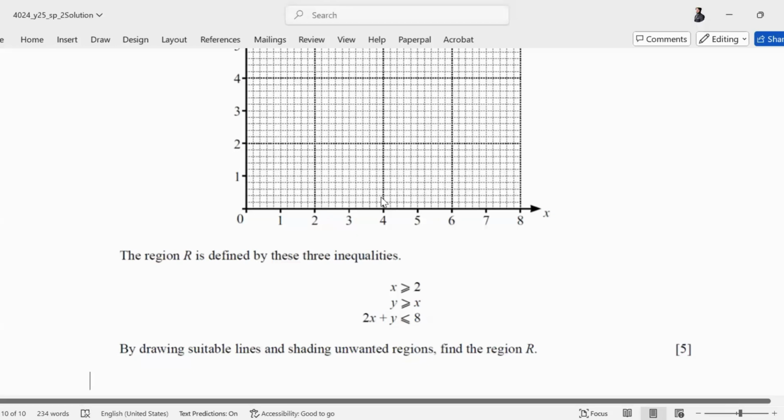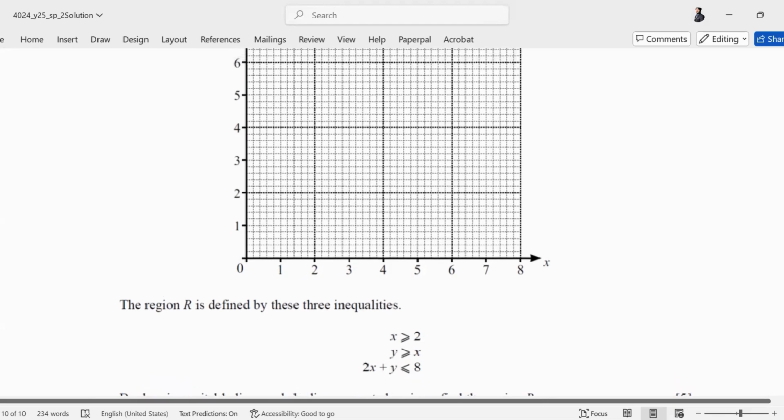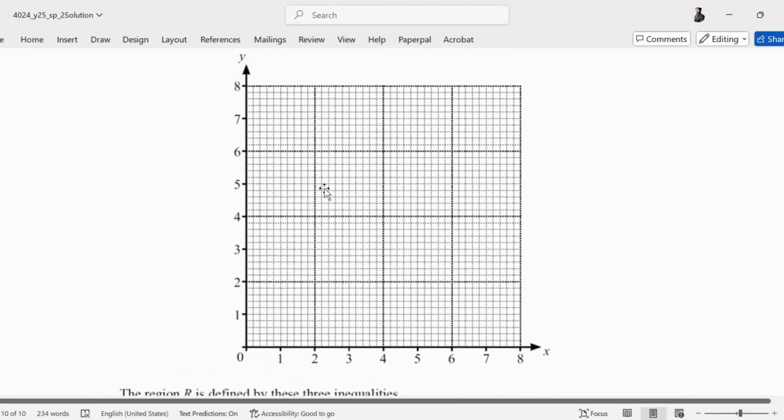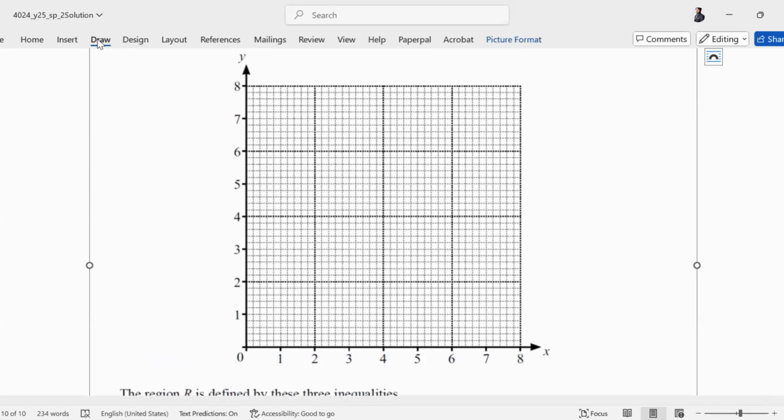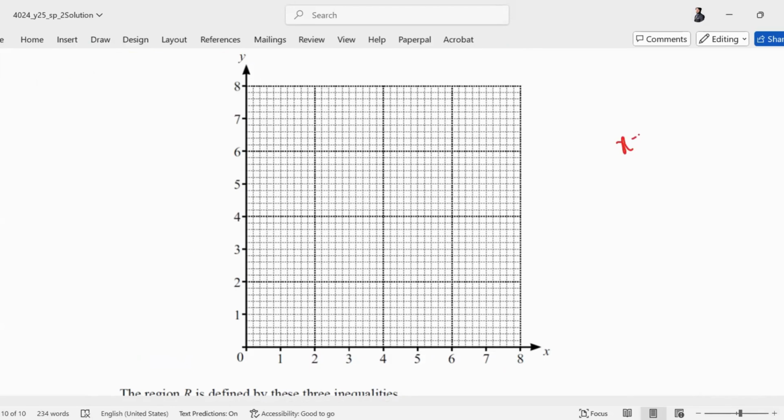So moving on to question 17, the region R is defined by these three inequalities. x is greater than or equal to 2, y is greater than or equal to x, and 2x plus y is less than or equal to something. First and foremost, we need to make lines because we cannot define the inequalities without actually drawing the lines. So first, we'll try to draw the line of x equals 2.